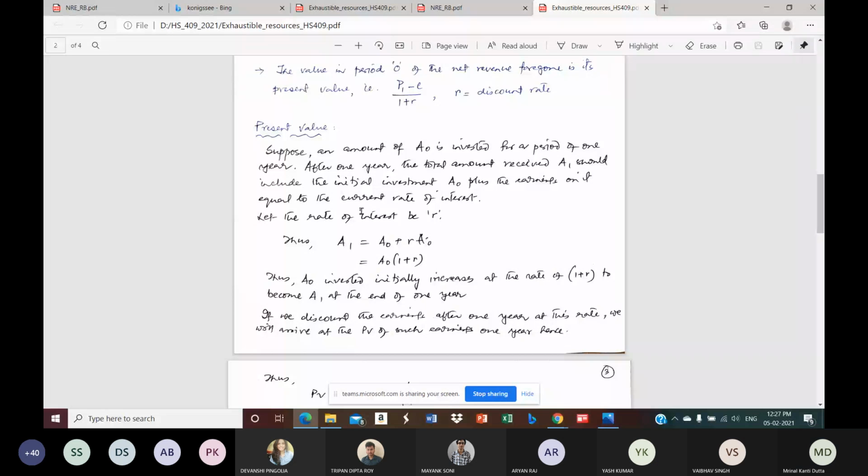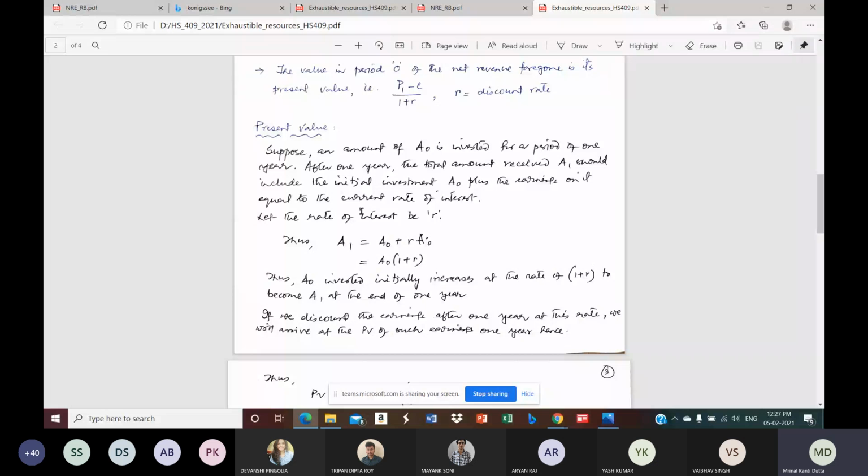So over a period of time, it so happens that people will be looking for alternatives, and at a point when they find that the price of the exhaustible resource is just equivalent to the price of the renewable resource, then people will be switching over from the exhaustible resources to the renewable resources. That is the price at which switching over from the non-renewable sources to the renewable resources takes place. That is known as the backstop price.